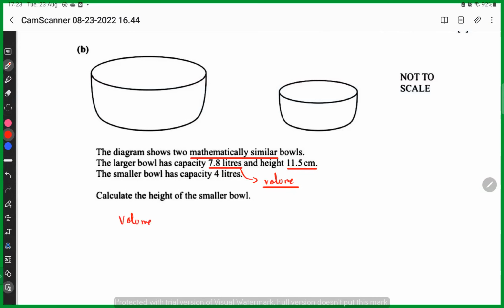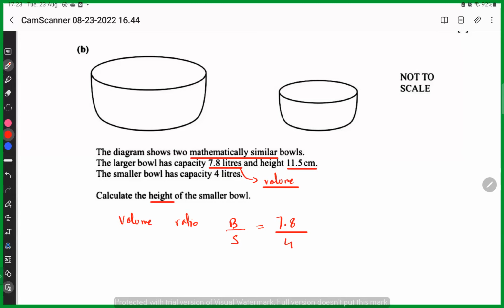Volume ratio. What is volume ratio? Again, I can do big divided by small, small divided by big. That does not matter. Big divided by small. 7.8 liters divided by 4 liters. Now this is the ratio of volume. I need to find height. For that, I need the ratio of length. How do I find the ratio of length?